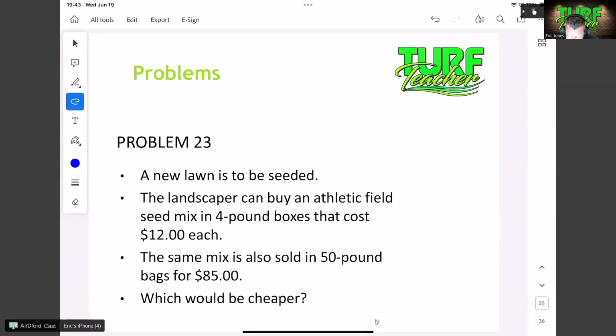All right. Problem number 23. A new lawn is to be seeded. The landscaper can buy an athletic field seed mix in 4-pound boxes that cost $12 each. The same mix is also sold in 50-pound bags for $85, which would be cheaper. So again, calculating how much money we're going to save. Box, it's $12, and we are getting 4 pounds.